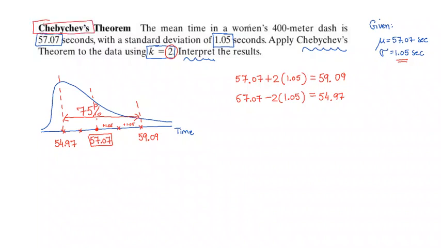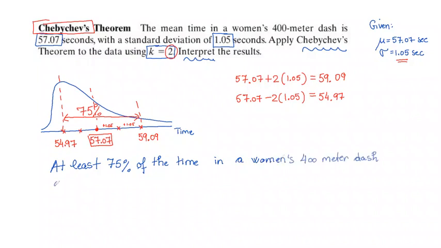Okay, so how do I interpret these results? I'll simply say that at least 75% of the time in a women's 400-meter dash are between 54.97 seconds and 59.09 seconds. And this concludes this video.